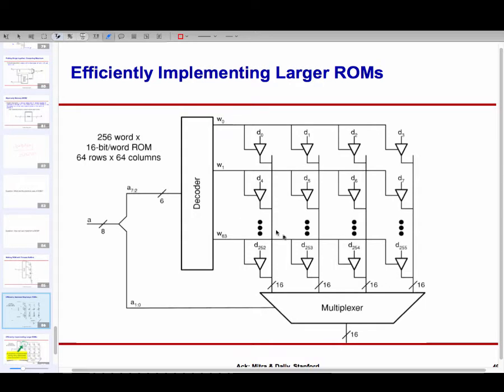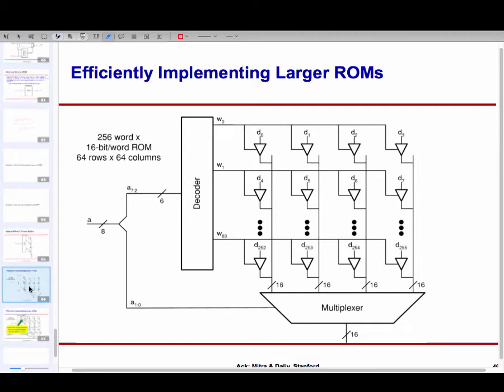What this row-column approach serves is that it gives us a better aspect ratio of the physical design, as opposed to something long and vertical, something which hopefully is nicely square or some decent rectangular shape. So often we see these kinds of structures.